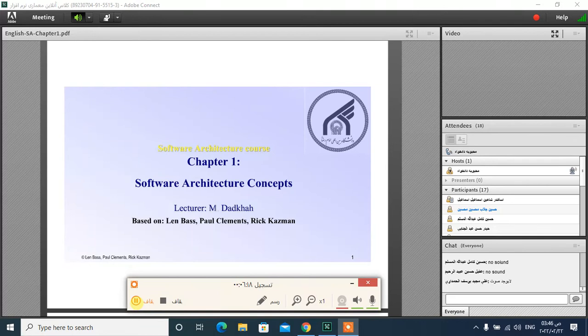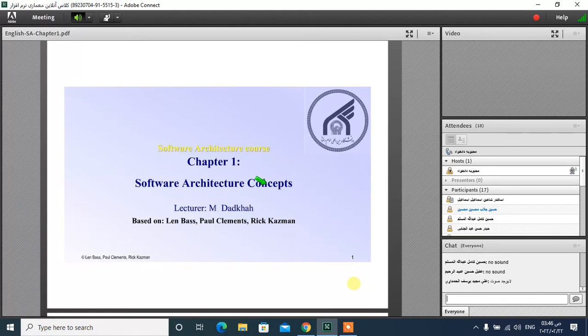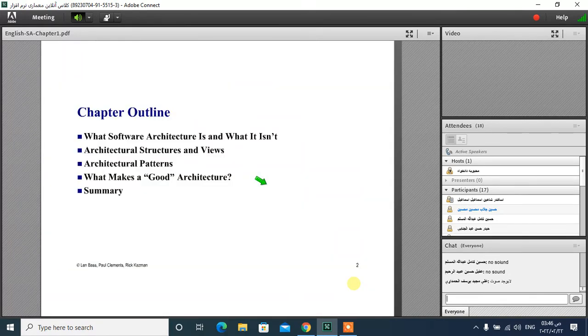This chapter is about some concepts in the software architecture domain, some of the most popular concepts. In this chapter, we will talk about what software architecture is and what it isn't. Then we will talk about the architectural structures and views for representing those structures. Then we will introduce architectural patterns and we will discuss what makes a good architecture.